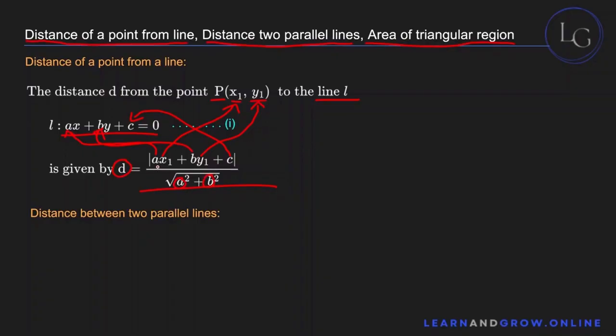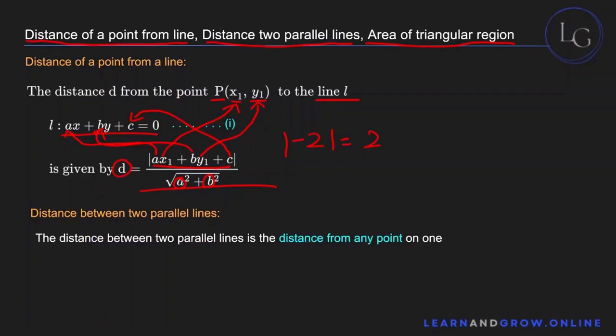So what you simply have to do is, once you get the value of ax1 plus by1 plus c, you just take its modulus. What that means is the absolute value, so it cannot be negative. For example, if this entire thing results in -2, you'll take its modulus and it'll become 2, okay? And just divide it by under root a square plus b square, and you'll get the distance.